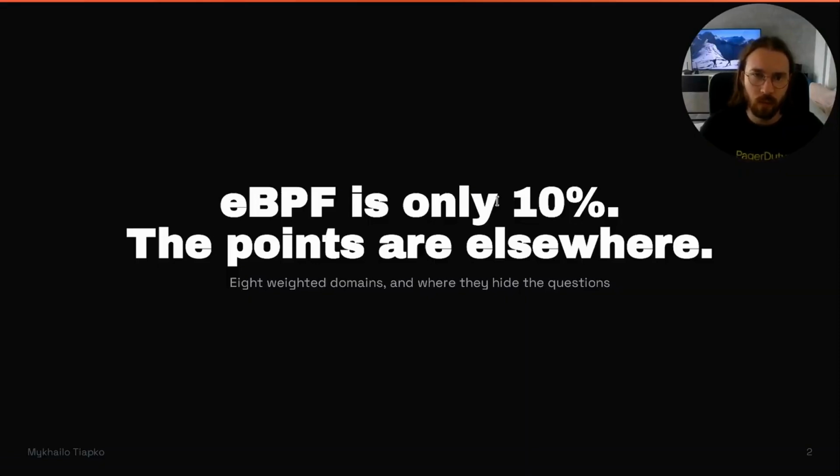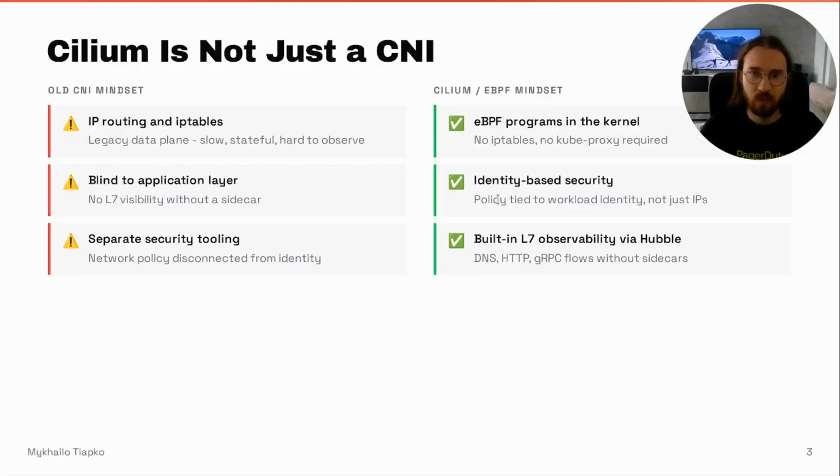So let's move on. Most Kubernetes networking exams test you on the concepts any CNI can handle: pod CIDR allocation, service routing, namespace isolation. CCA is a bit different. Cilium runs eBPF programs directly in the kernel. No iptables, no kube-proxy required, and because the data plane lives in the kernel, everything builds on top of it. The observability, security, and service mesh work differently than what you are used to.